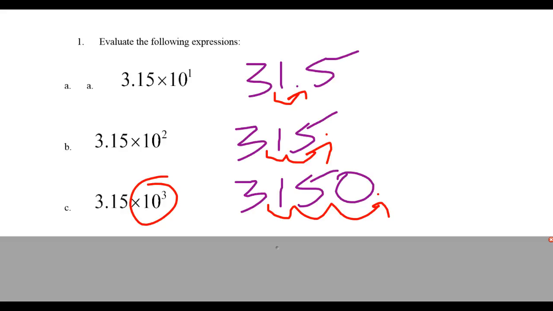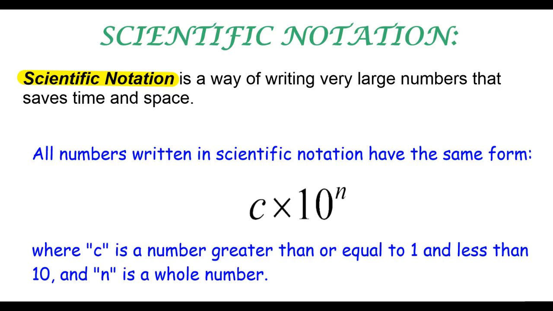And the idea that we can take a number and multiply it by 10 a number of different times to create much larger values is really what's behind what's called scientific notation. Scientific notation is just a way of writing very large numbers, or very, very small numbers also, that saves time and saves space and allows us to work with things that would otherwise be prohibitive because of how large or how small they are.